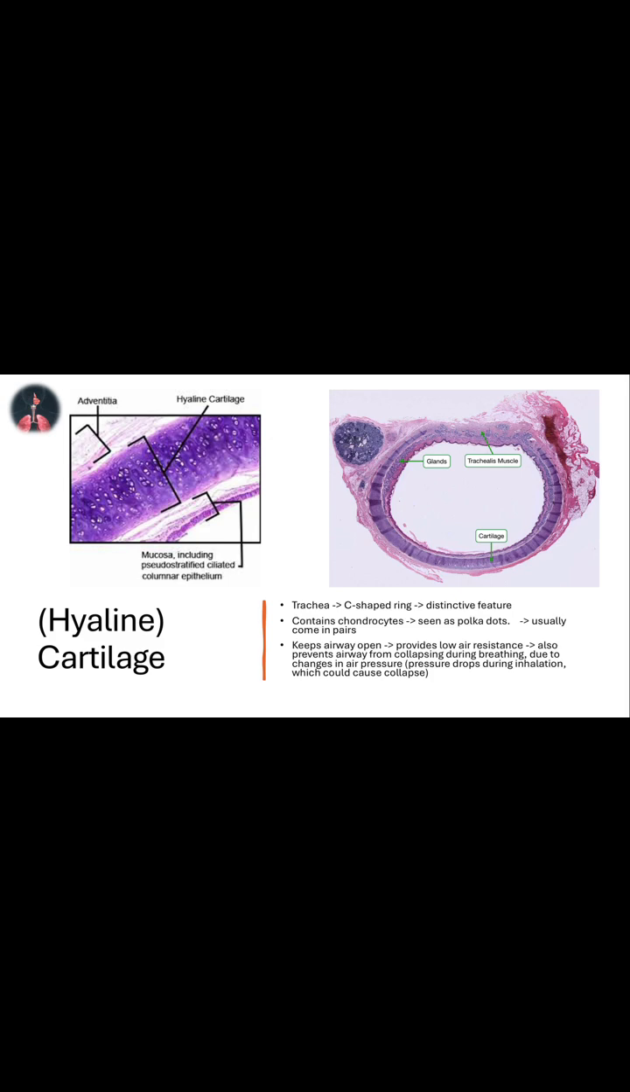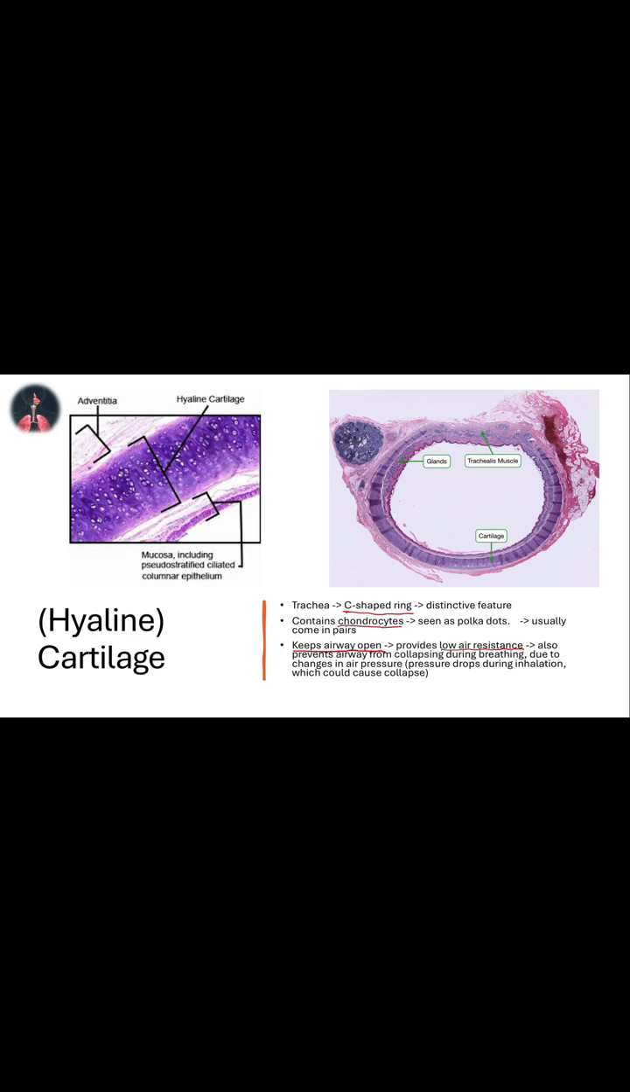So as air enters our lungs and goes down our trachea, the air pressure is really low. And this could cause the trachea to collapse if we did not have the cartilage. That is why it keeps the airway open and provides low air resistance, which then allows the air to travel through the windpipe without using too much energy. It's C-shaped, as I've already mentioned, and this shape is only present in the trachea, not anywhere else within the gas exchange system.